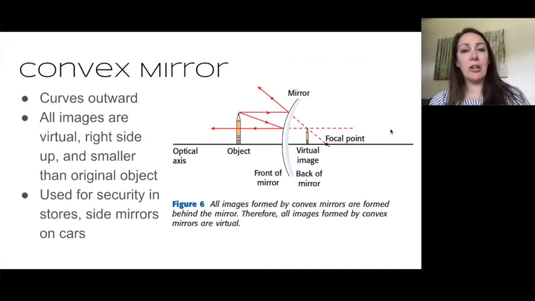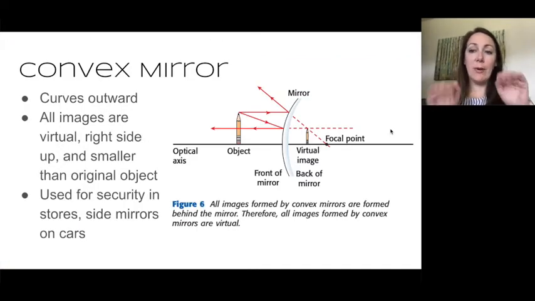So a convex mirror is the opposite. So concave, you're going in. Convex, it's coming out. So it's like if you have a spoon, okay? If you pick up a spoon and you look at the part where you scoop stuff, that's concave. If you turn it over the other way, the part that is sticking out is going to be your convex. It's going to look like your convex mirror, okay? So a convex mirror curves outwards. All the images in a convex mirror are virtual. They're all right side up and they're smaller than the original object.